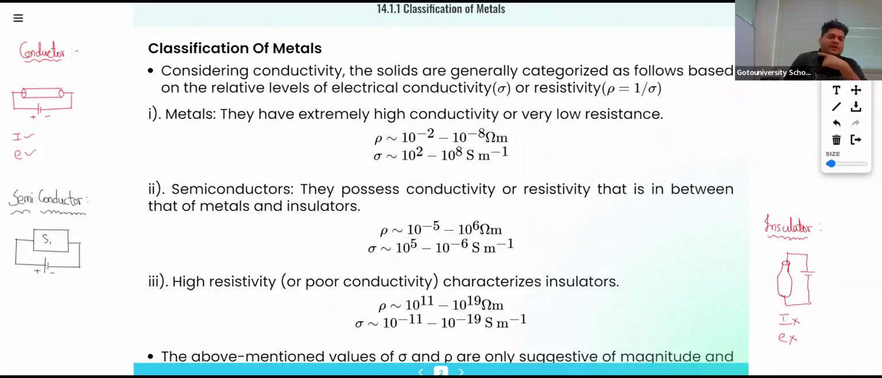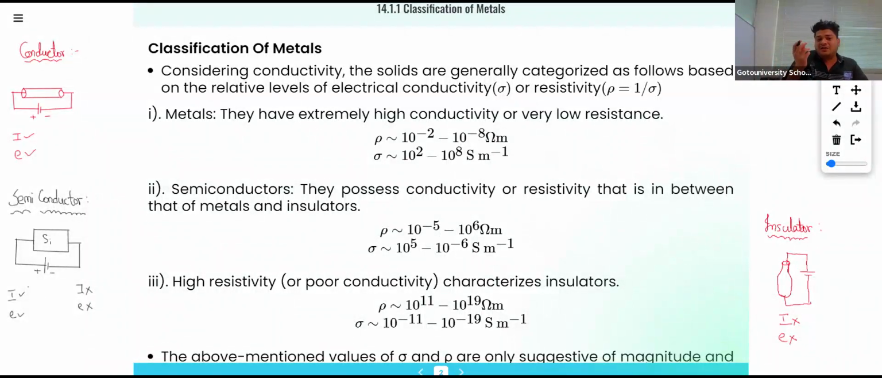In this case, if it is at normal temperature, the current will flow. That means electrons will flow. But if we keep this setup in a fridge, there will be no current. There will be no flow of electrons. This is a device which is sometimes acting as a conductor, and sometimes it is acting as an insulator.